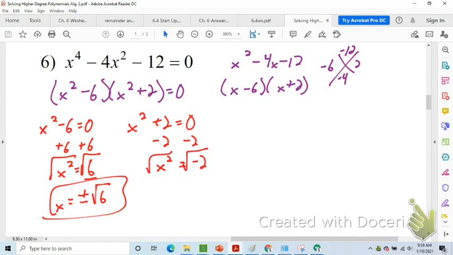When you square root here and here, we still get plus or minus, but this is the same thing as negative 1 times 2. So we get i root 2. Not you, i root 2.